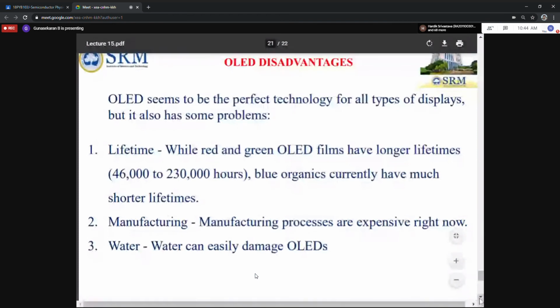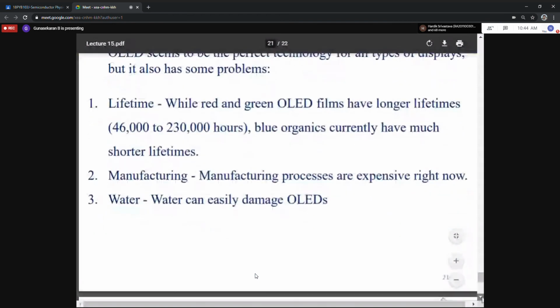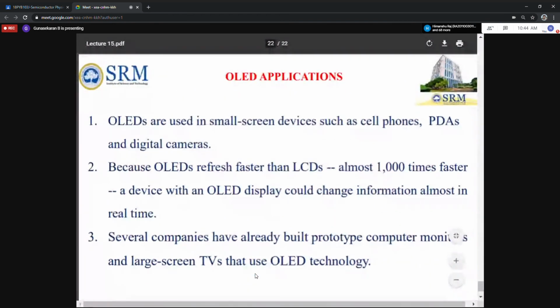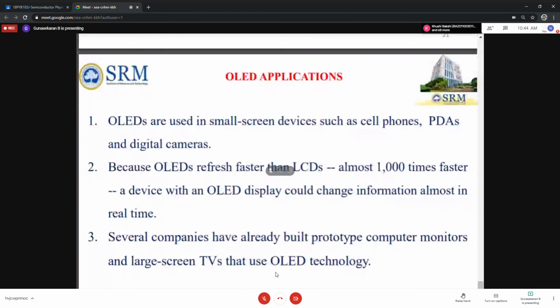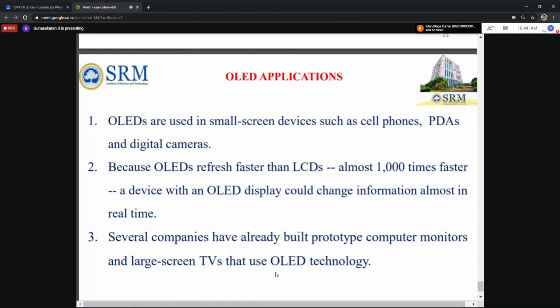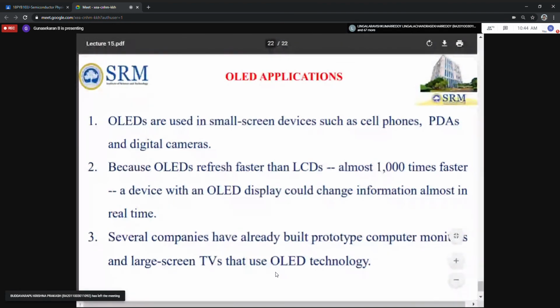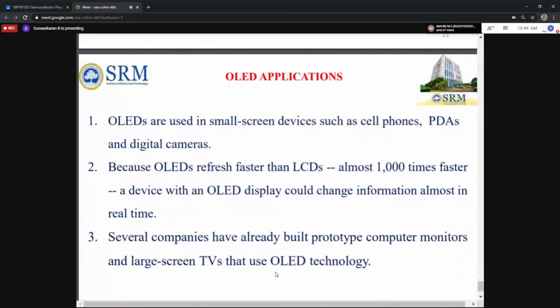And applications, I don't need to explain much, because I already explained where they are being used nowadays. So where are OLEDs used? From small devices to large devices: cell phones, PDAs and digital cameras, and several companies nowadays have built prototype computer monitors and large screen TVs. I think nowadays they are available in the market also. So they are using OLED devices. Okay. Yes. Understand?